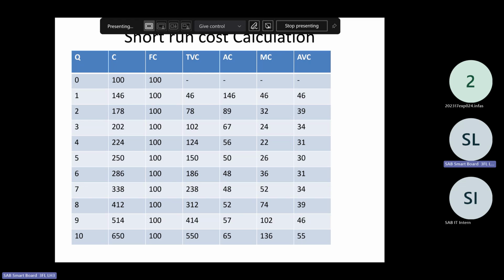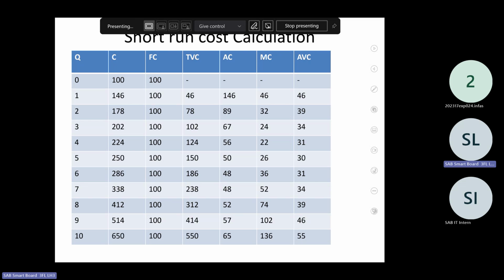Fixed cost plus variable cost equals the total cost. Average cost, how do we measure? That is total cost divided by output, P divided by Q. So that is the average cost. Here, total cost is 146 divided by 1. All the times we divide by the output level. First it's very high, then it decreases, comes to the minimum level, then after that it increases. It's U-shaped.